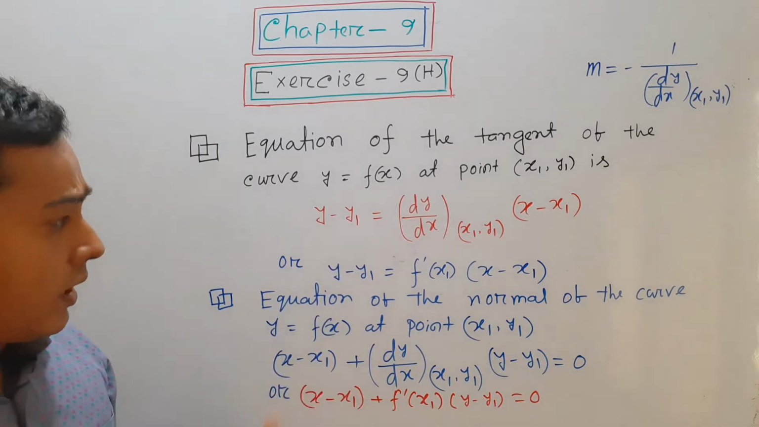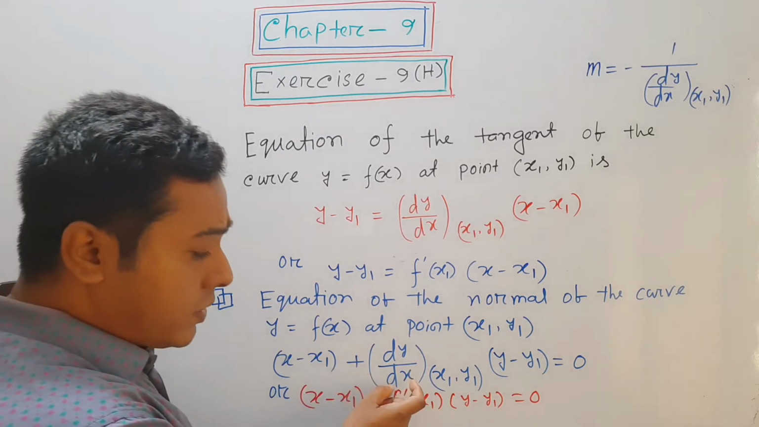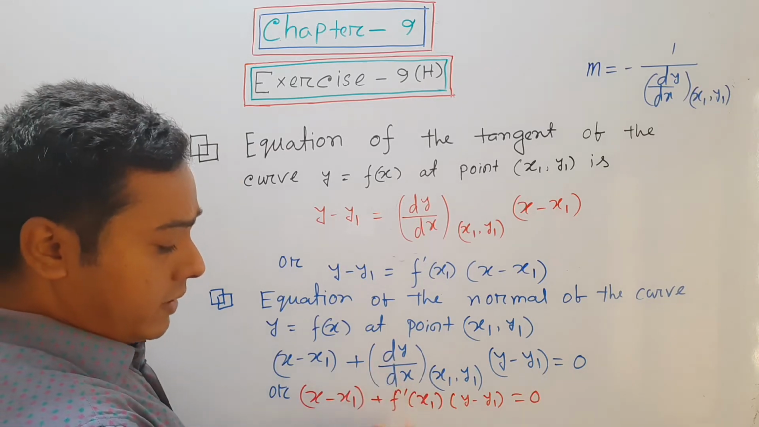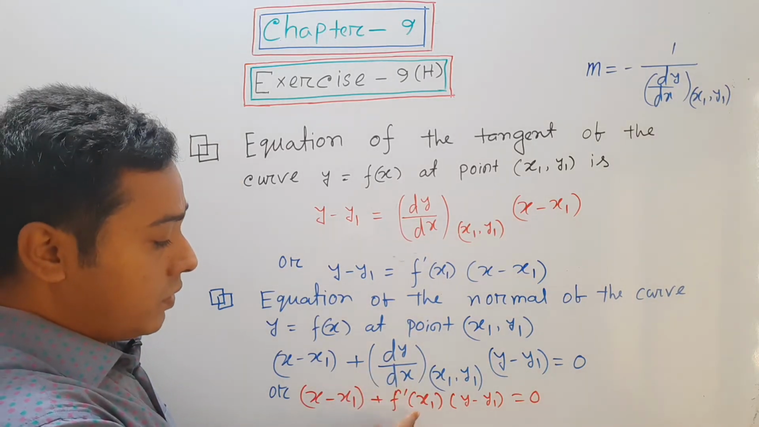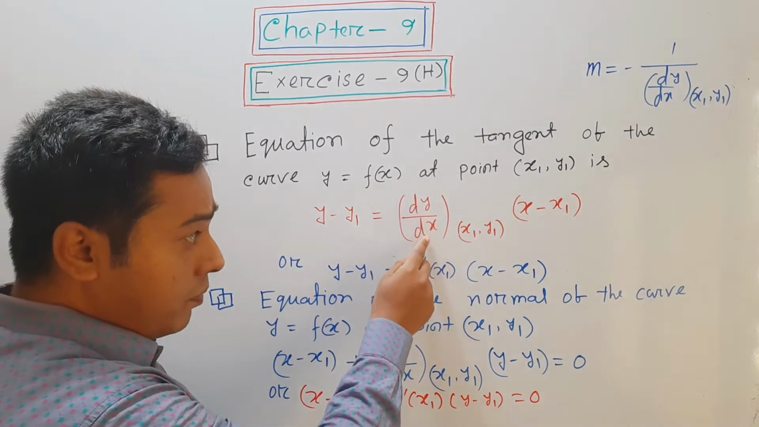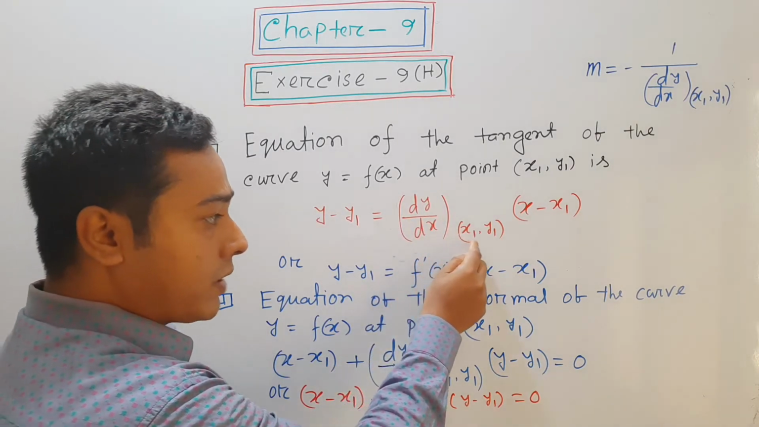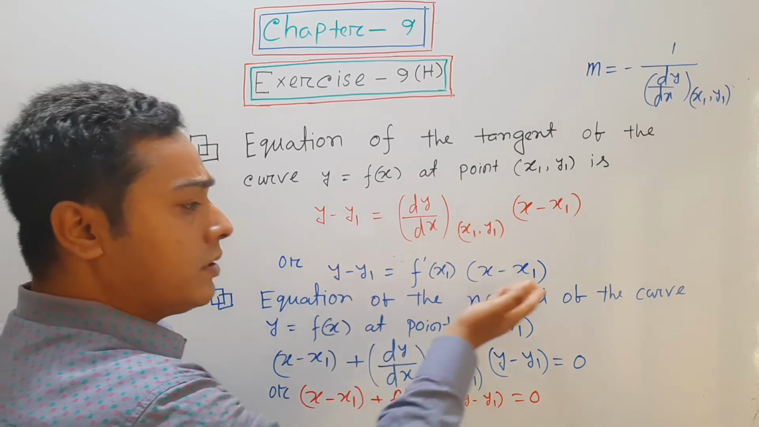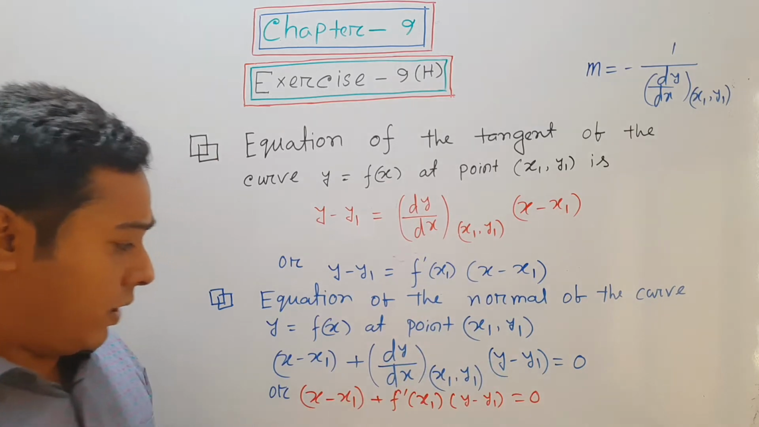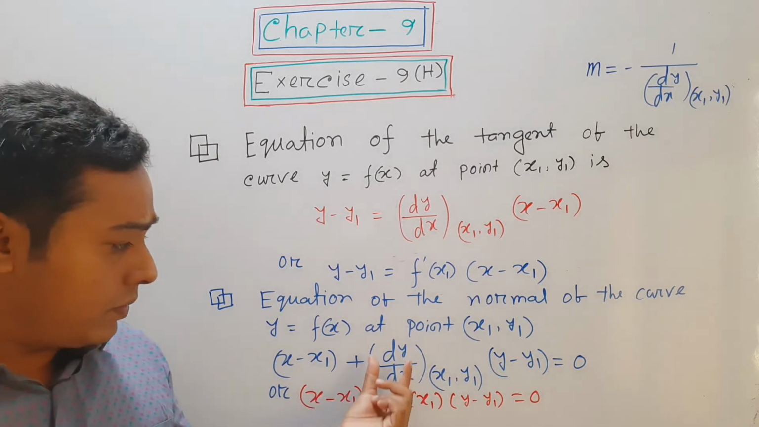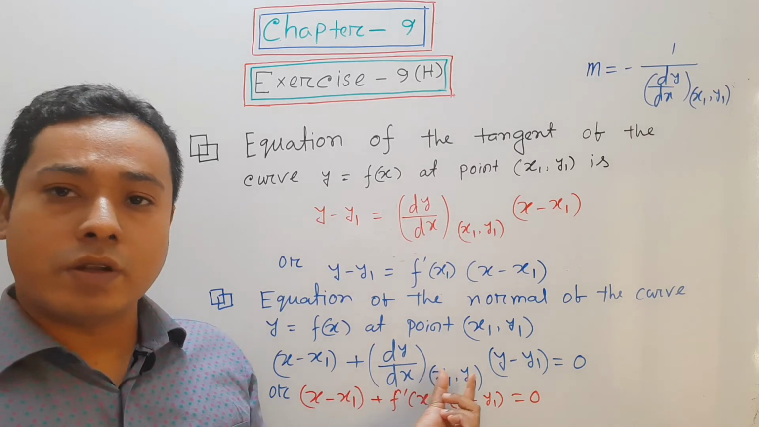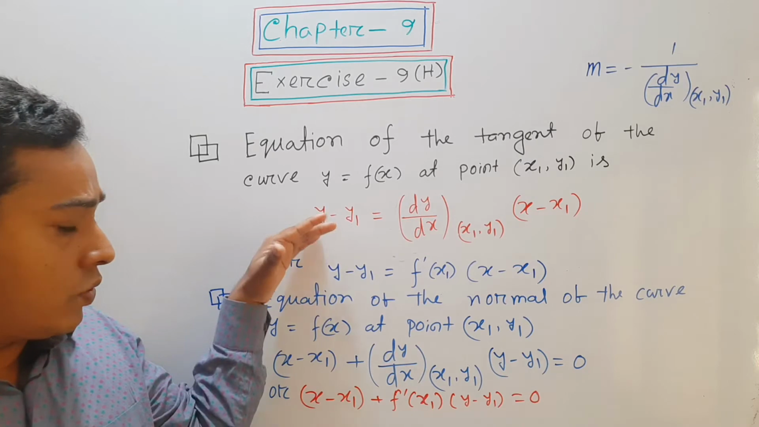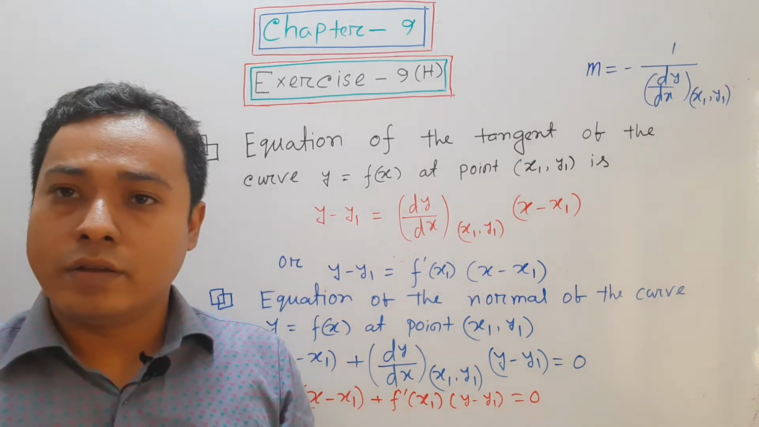Or we can write it another way: if d/dx of y at (x1, y1) can be written as f prime x1, then this equation we can write in this way. And in a similar way, for the equation of the normal, if d/dx of y at point (x1, y1) is replaced by f prime x1. These two equations are very important for our maths.